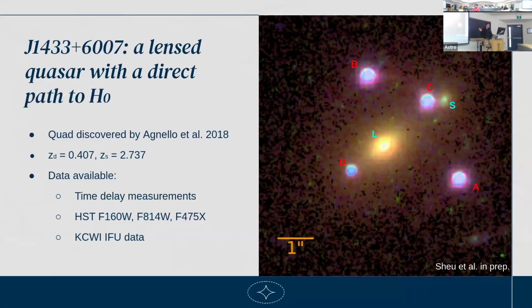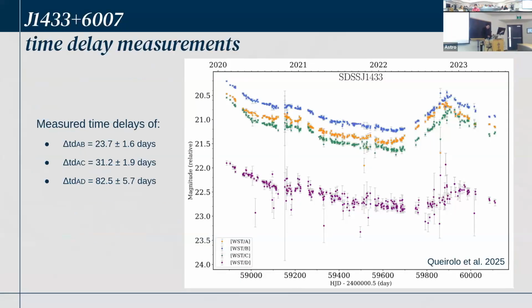This is a quadruply lensed quasar discovered by Agnello in 2018. It has a source redshift around 2.7 and a lens redshift around 0.4. And we have a ton of data for this system. So let's start going into that. We have time delay measurements for this. You can see that these time delays are high cadence over the span of 4 years.